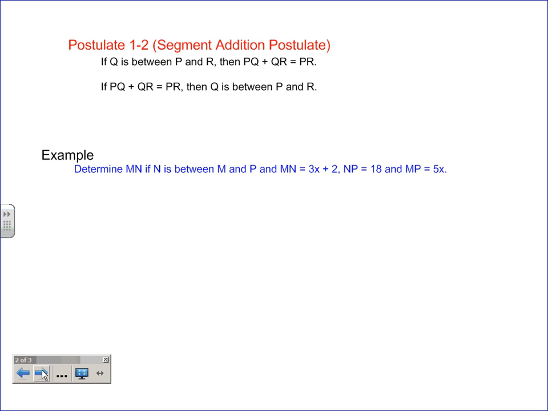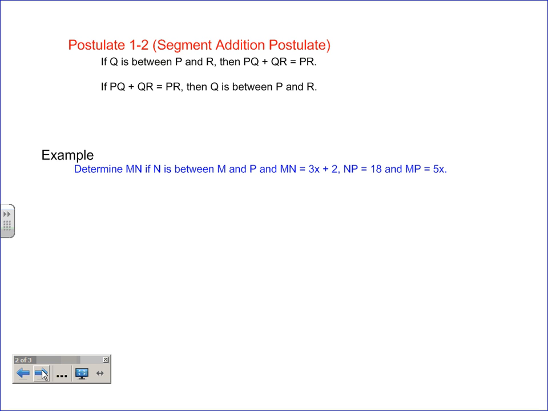Okay? So it says if Q is between P and R. So what are Q, P, and R here? They're just points, right? That's all there is. Then PQ plus QR equals PR. Okay then. Or if PQ plus QR equals PR, then Q is between P and R. Awesome.